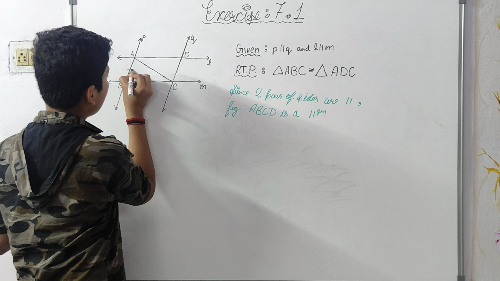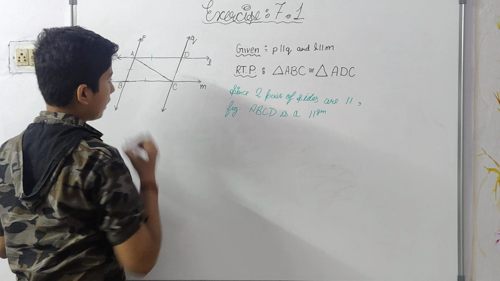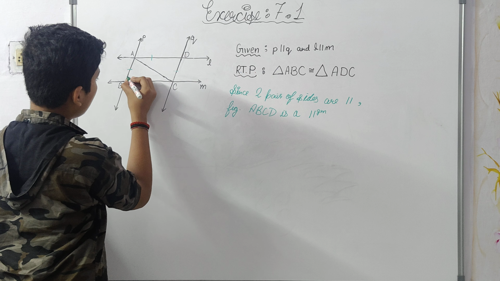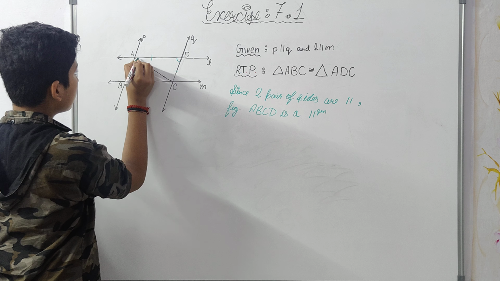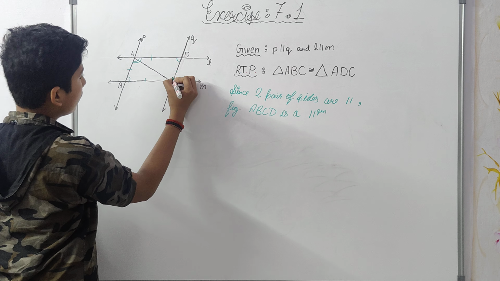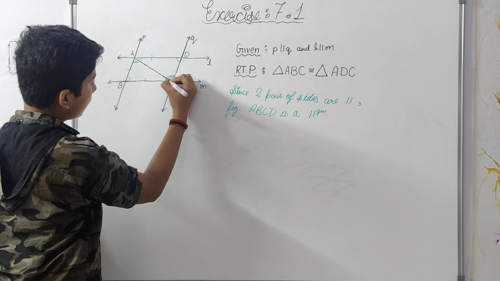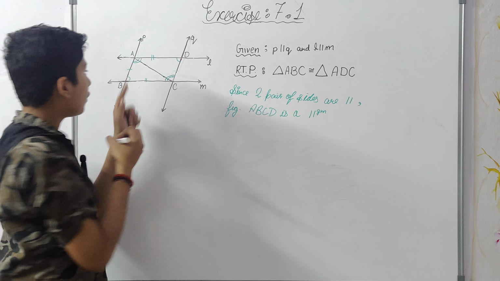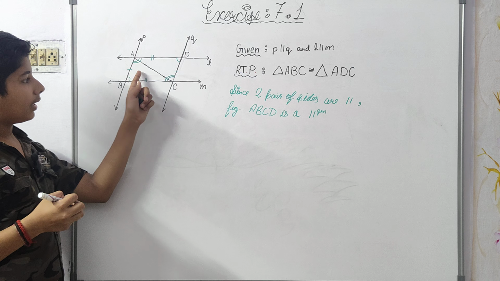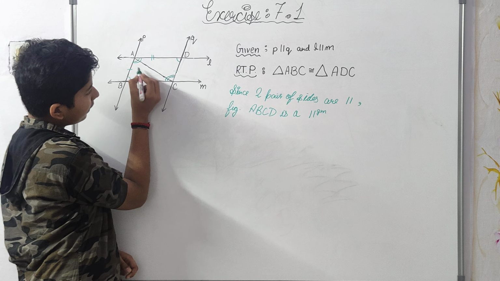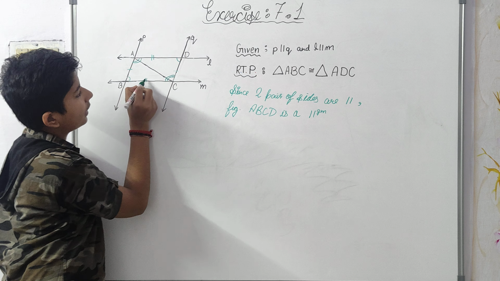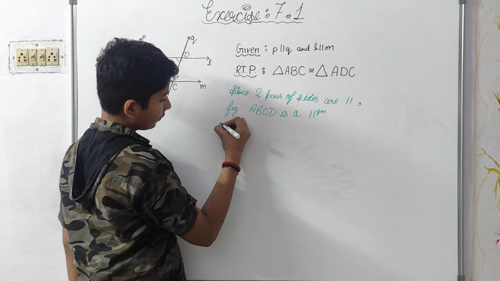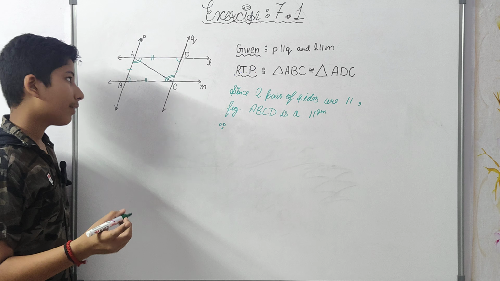Then this side will be equal to this side, and this side equal to this side. Opposite angles will also be equal. This angle equals this angle. But it's your choice how you do this question. Either you can do this with SAS, side angle side, or you can do it with SSS, because this side equals this one and this side equals this one. So I will solve it with SSS.